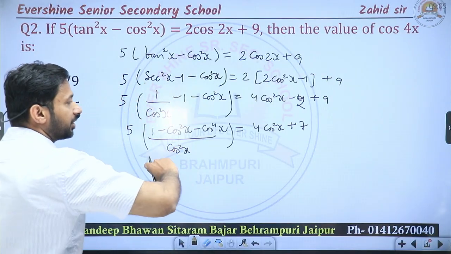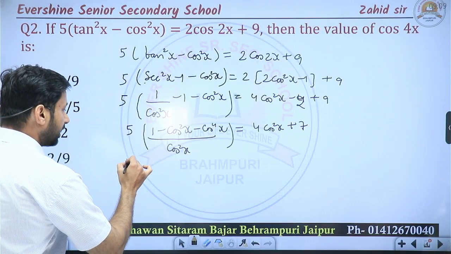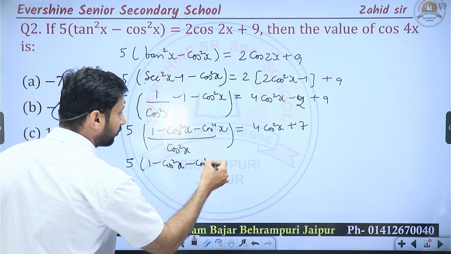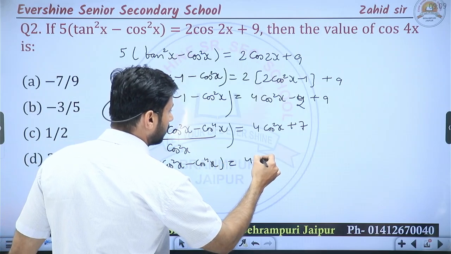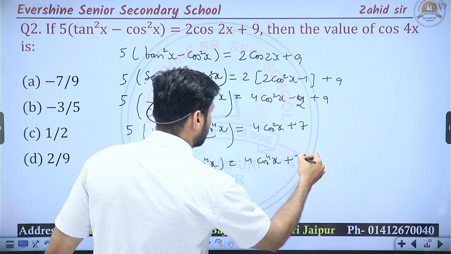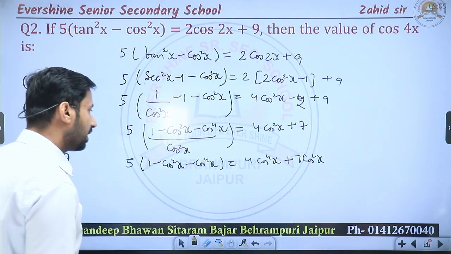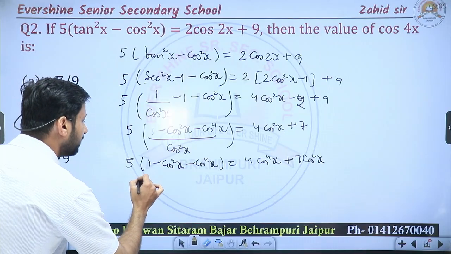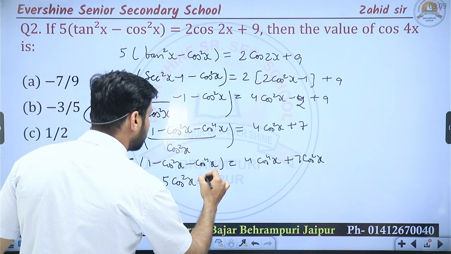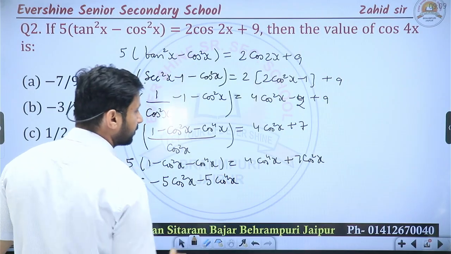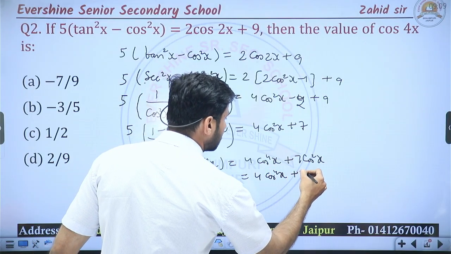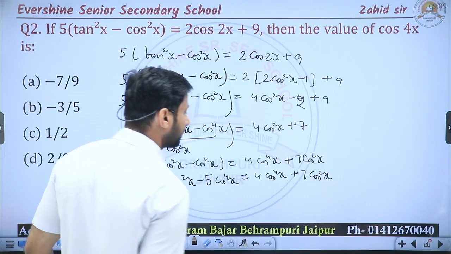Now I can do the cross multiplication. So 5 into 1 minus cos square x minus cos raised to the power 4x equal to 4 cos raised to the power 4x plus 7 cos square x. Okay. Now I can multiply the bracket by 5. So it will be 5 minus 5 cos square x minus 5 cos raised to the power 4x equal to 4 cos raised to the power 4x plus 7 cos square x.